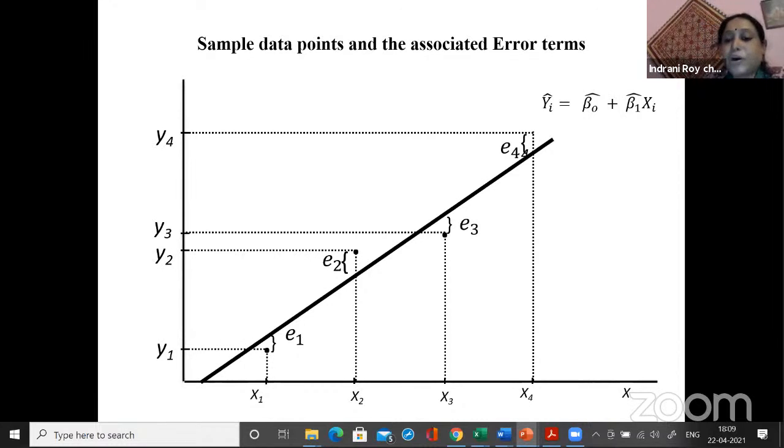You can repeat this for, say, x3. So given x3, you see that this is your observed y3. But what is your y3 hat? You have to get the value from the best fitted line. So this is your y3 hat. And the distance between y3 minus y3 hat is your E3. So this way you can generate all the error terms corresponding to all your x. And what you do in the regression is basically you try to minimize all these errors.